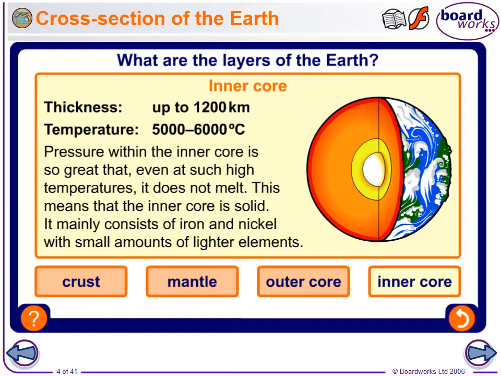We're now going to look at each of the sections in detail. Firstly, the crust. The thickness is up to 70 kilometers and the temperature can range from 0 to 870 degrees Celsius. The crust is a thin outer layer of the Earth. It is made up of giant sections called tectonic plates. These drift slowly on top of the mantle as a result of convection currents. Pause the video here and copy the information on the screen.